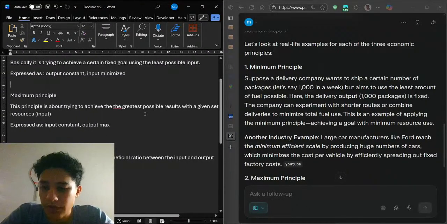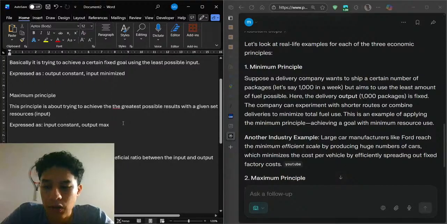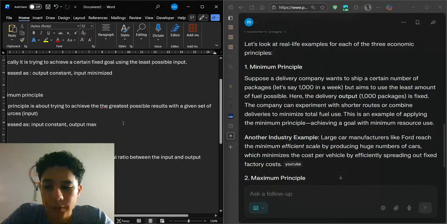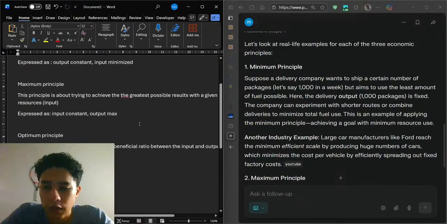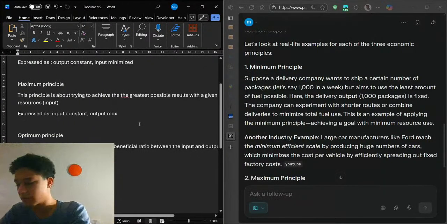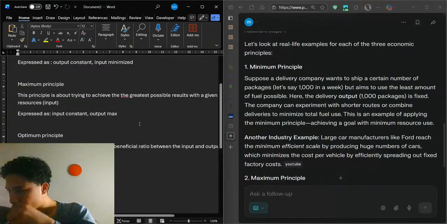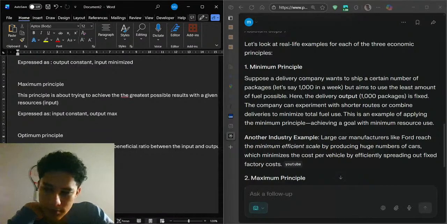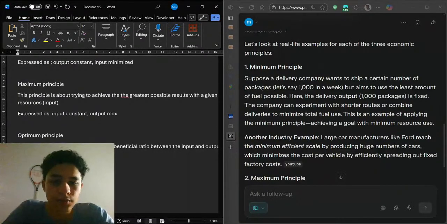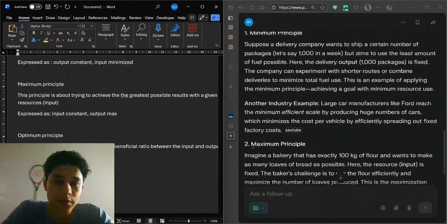The optimum principle aims for the optimal, most beneficial ratio between the input and output, expressed as output to input ratio optimal. Basically. So we have some examples here.